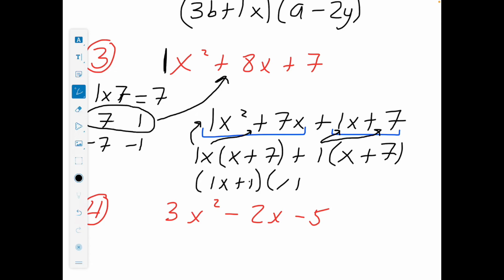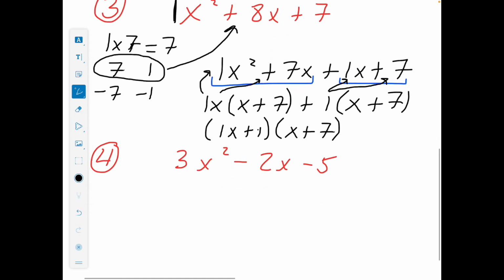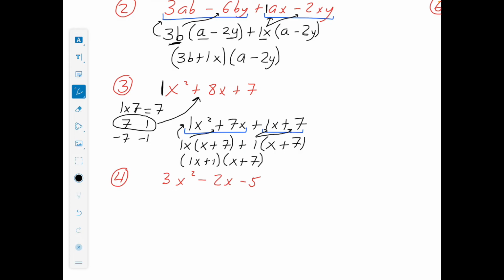We see their brackets are the same, so we know we're correct. So just to finish up then, it'll be 1x plus 1 and x plus 7 as our final answer. Okay, make sure you don't forget that final answer.